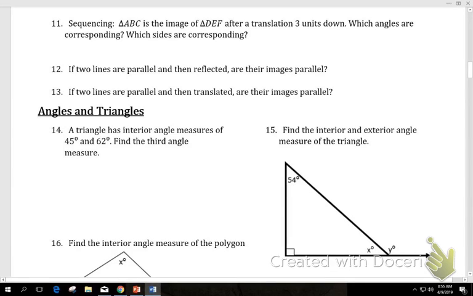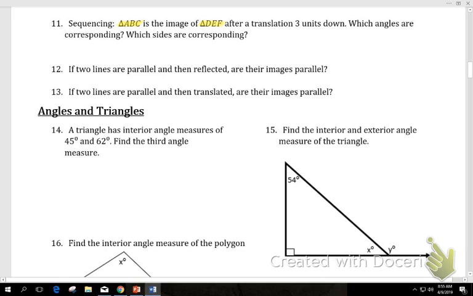All right, so part 2 of the EOC review is starting today. We're doing numbers 11 through 21, and it starts with the sequencing, okay? What it means is I'm looking specifically at the order in which the angles are listed in the triangles, okay? And if they are similar, basically DEF is the image.